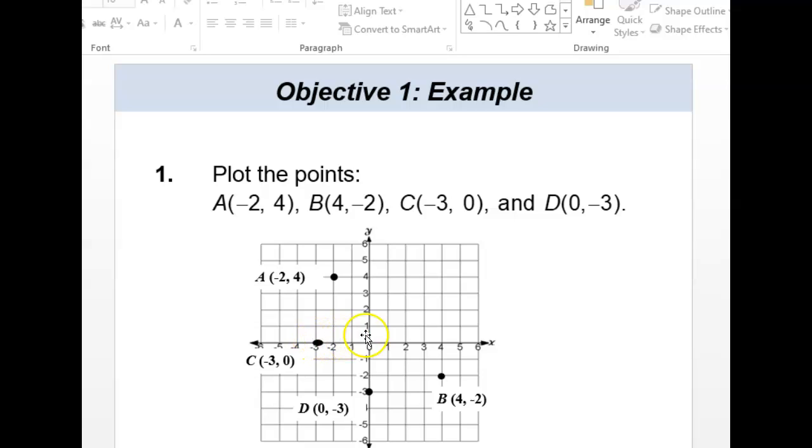That's okay. In D, the x-coordinate is 0, so I don't move left or right at all. I stay right at the origin, but then I go down 3. So you see this point here is on the y-axis. 0, negative 3, and we would call that a y-intercept. We would call this point on the x-axis an x-intercept later, but that's not for today. That's for a coming lesson.